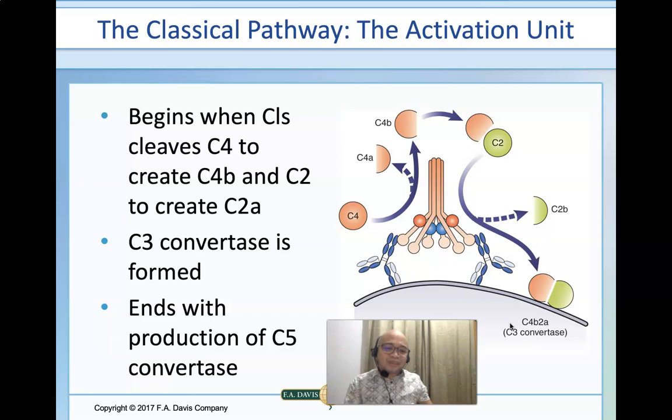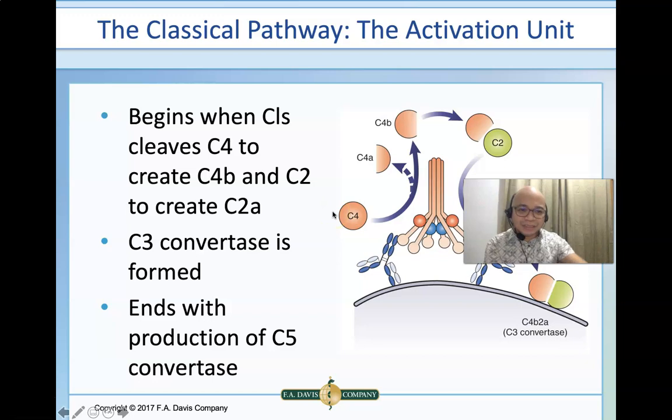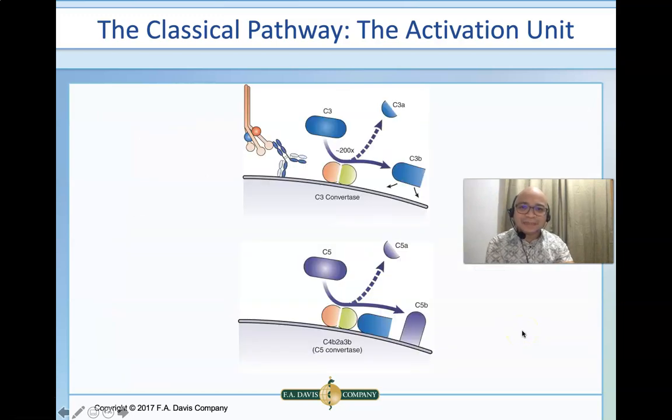So what is a C3 convertase? C3 convertase will cleave C3 into C3a and C3b. So this is now your C3 convertase. It will cleave C3 into C3a and C3b. C3a will no longer participate in the complement cascade.